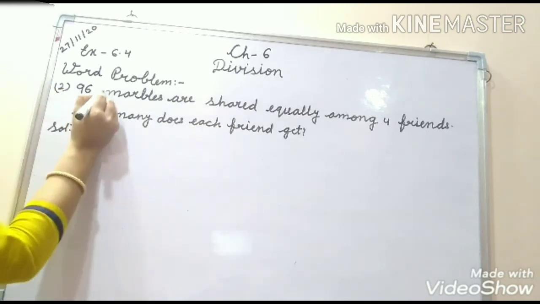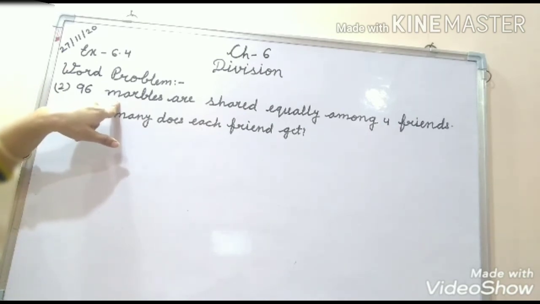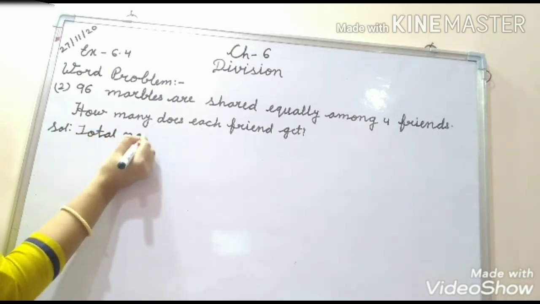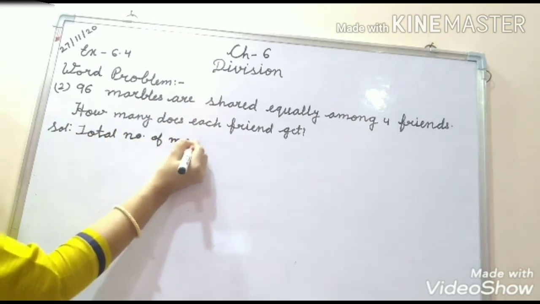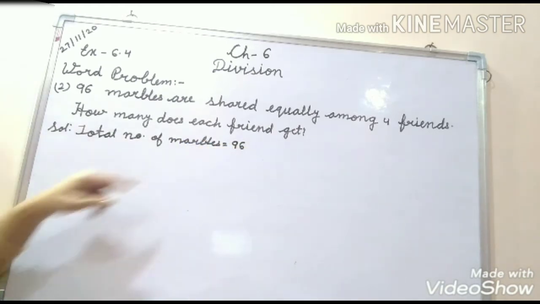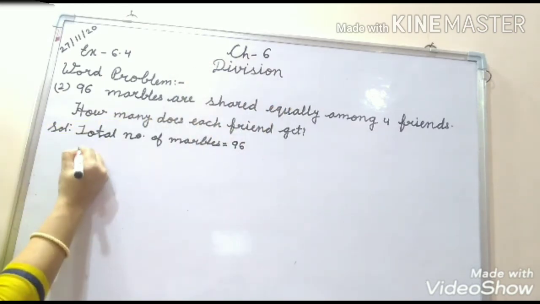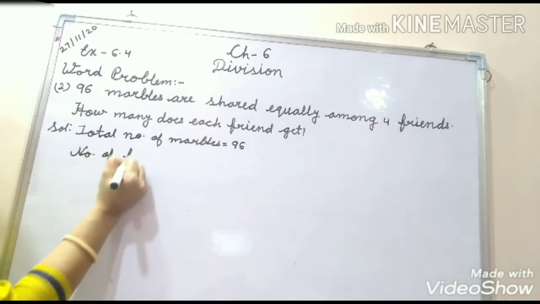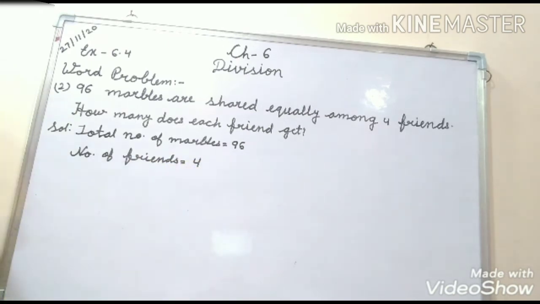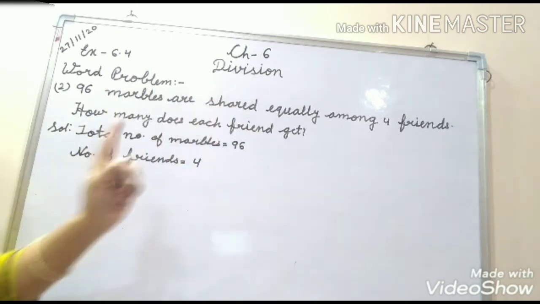Here, how will you write the first statement? First, what has been given here? The total number of marbles. First you will write: total number of marbles is equal to how many? 96. And we have to divide it among how many friends? 4 friends. So you will write: number of friends is equal to how many? 4. Now, what do we have to find out? How many does each friend get? How many will one friend get?